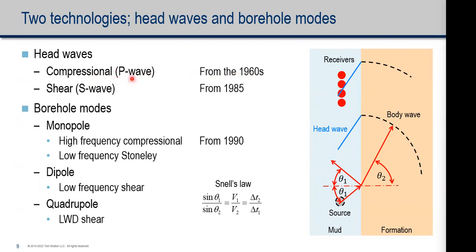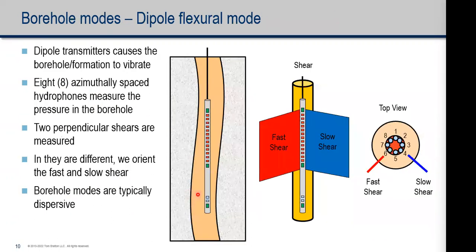We could measure a compressional or P wave. And from about 1985, in a fast formation, you could measure a shear wave. But we weren't able to get a shear wave in slow formations. And so we got all excited about borehole modes. We've got monopole modes, we've got dipole modes, and in the offshore or LWD environment we go to quadrupole. And so today we process not only for the head waves, but for these borehole modes as well. So what's a borehole mode?